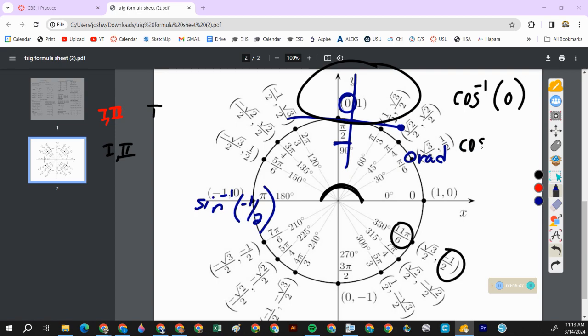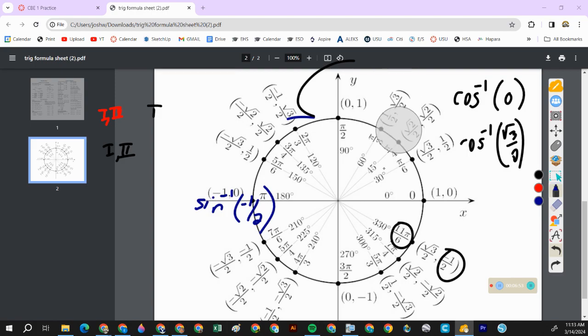What about the cosine inverse of root 3 over 2? So that would be an x value that gives me root 3 over 2. That would be that angle. What about the cosine inverse of negative 1/2?